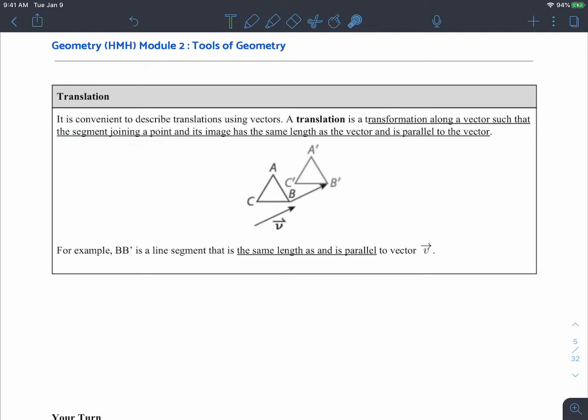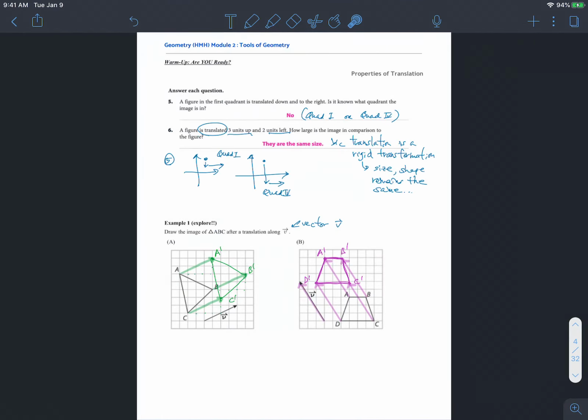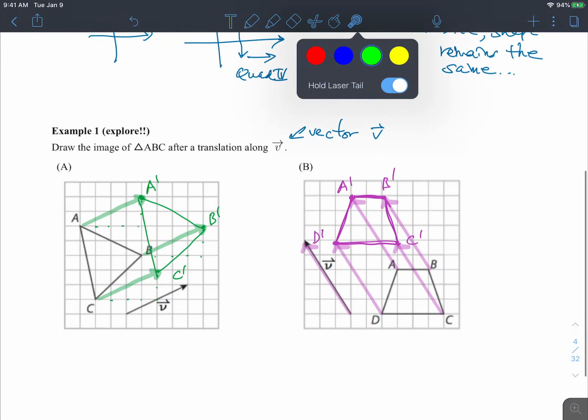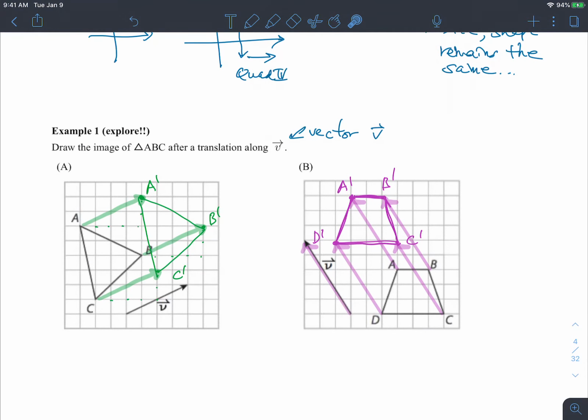So for example, point P to P prime. Point B will be a point and B prime will be the image of the point B. It has the same length as the vector and is parallel to the vector. Going back to the previous question, if I look at every vector that I have, they're all equal and they're parallel, right? Over here, here, here, and here. That's one of the ways to see if you did it correctly.